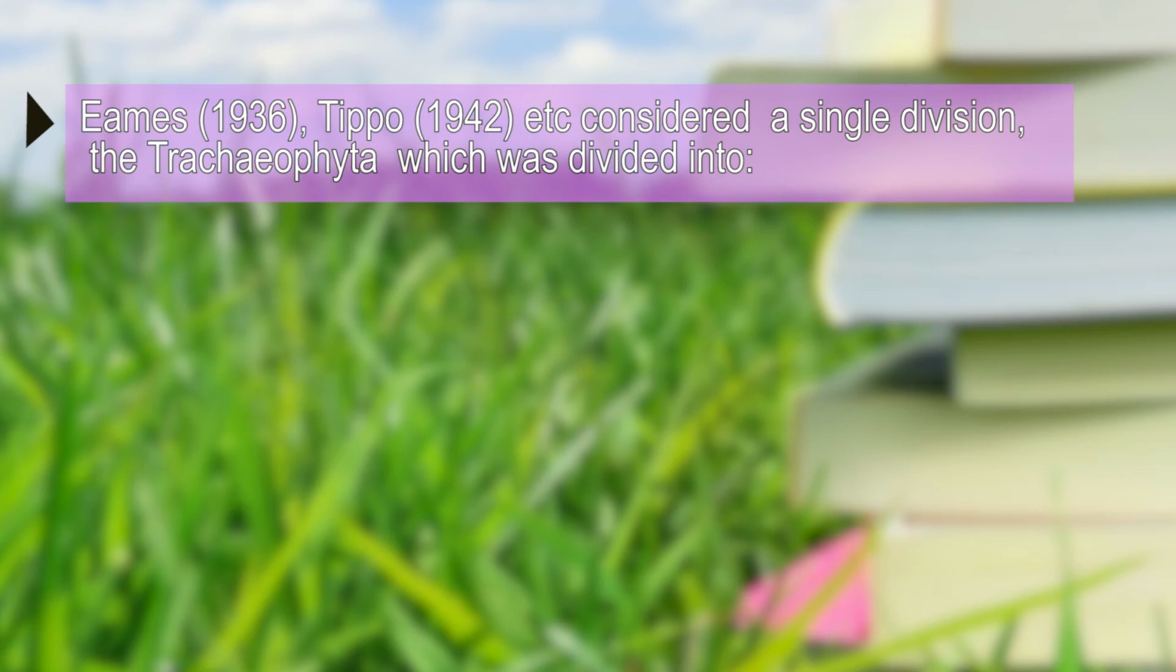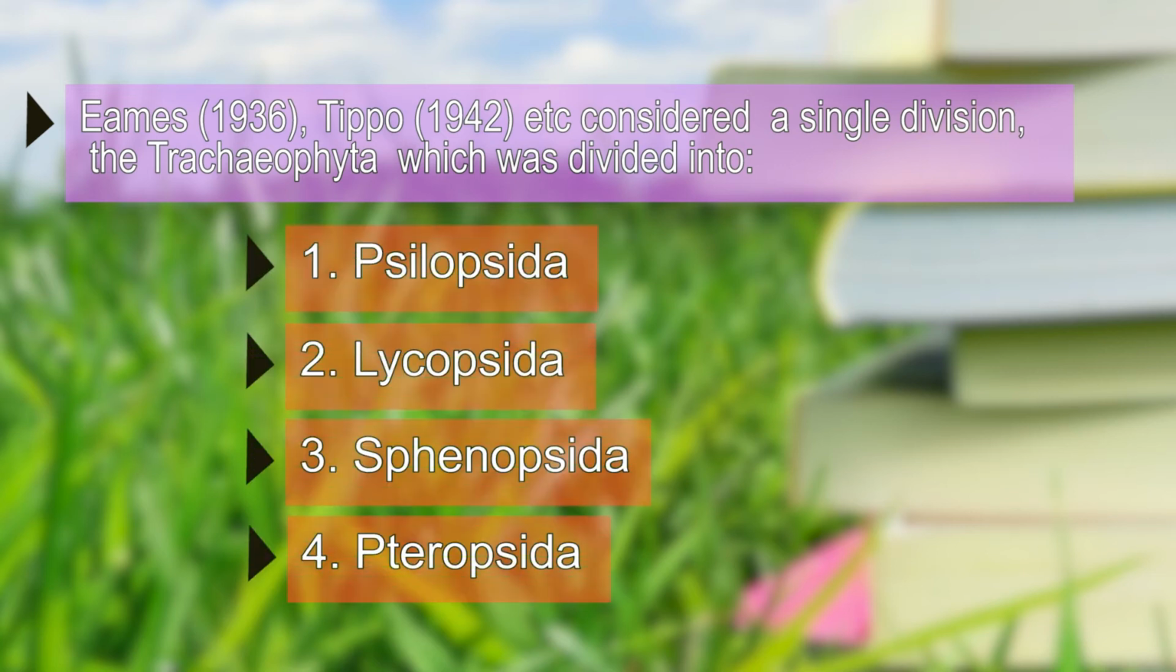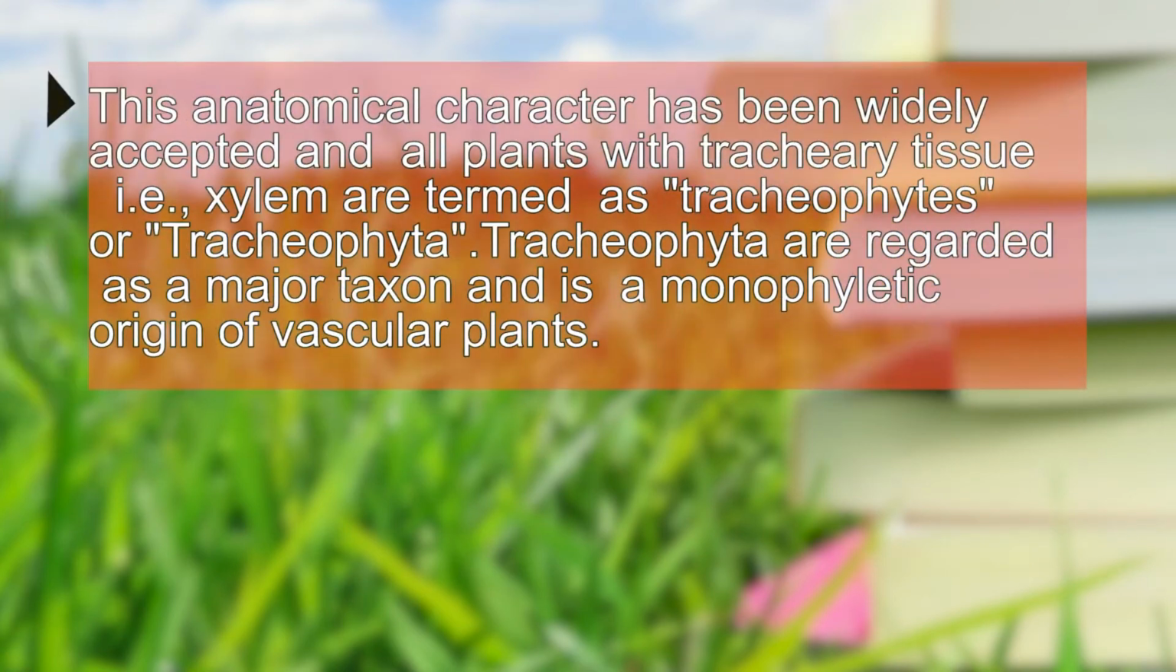Ames and Tipo considered a single division, the Tracheophyta, and divided them into Psilopsida, Lycopsida, Sphenopsida and Pteridopsida. Actually, by Tracheophyta we mean all the plants that have the tracheary tissue, that is xylem, and all the plants having this particular tissue are known as Tracheophyta. Tracheophyta are regarded as a major taxon and are a monophyletic origin of vascular plants.